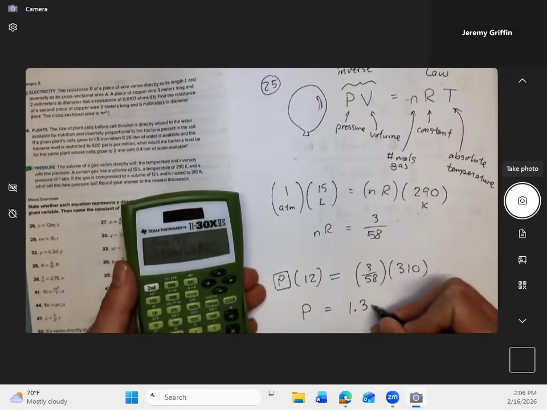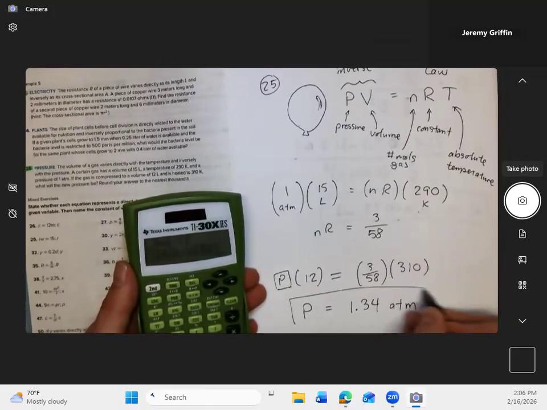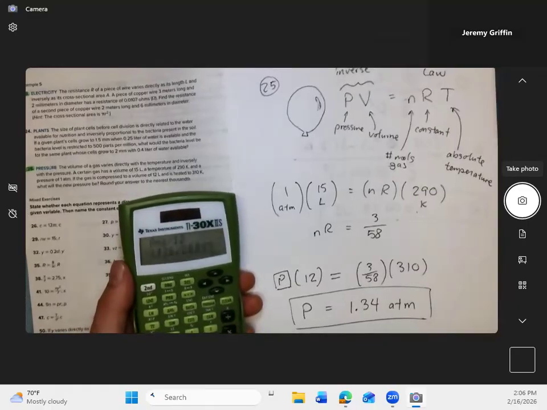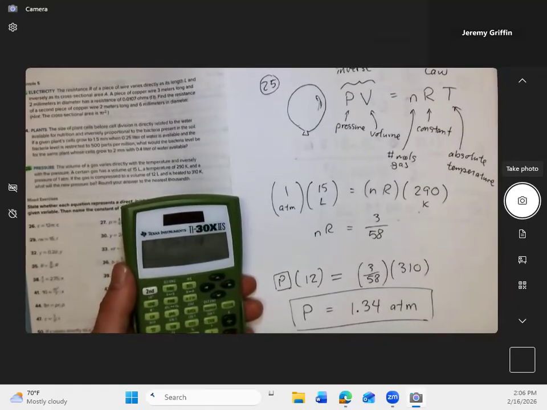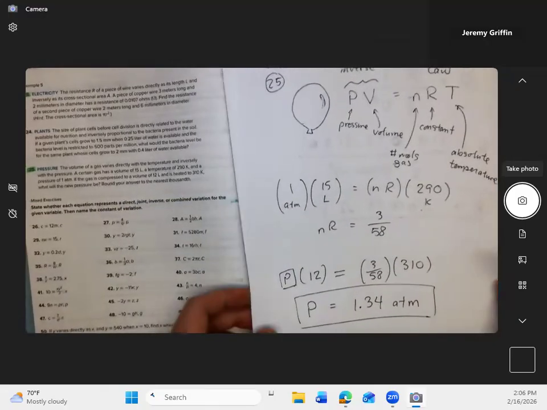Here we go. 1.34 atmospheres. That looks about right. Yeah. 1.34 atmospheres. There you go. So take 3 over 58 times 310 over 12. Yeah, there you go. All right. That looks reasonable. Go with that.